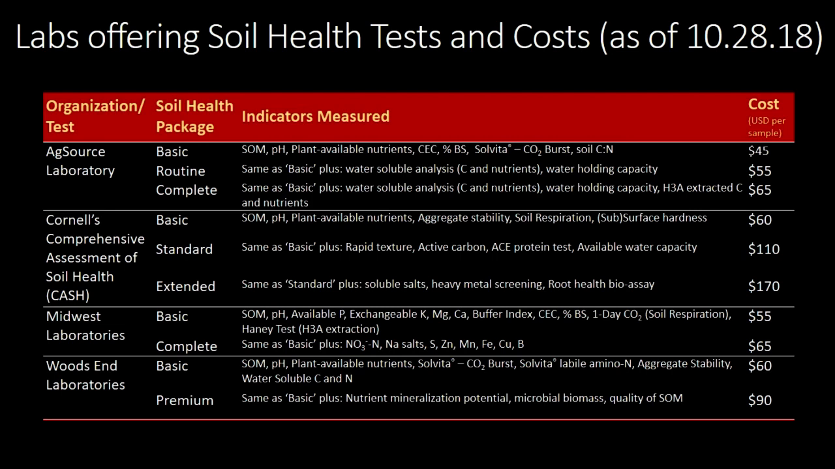I always find it ironic that Cornell's comprehensive assessment of soil health is called CASH, and it's also the most expensive. So these are the costs over here. From 45 to 65 for Ag Source, Midwest Labs, 55 to 65. But you could pay as much as $170 for the extended Cornell soil health test.